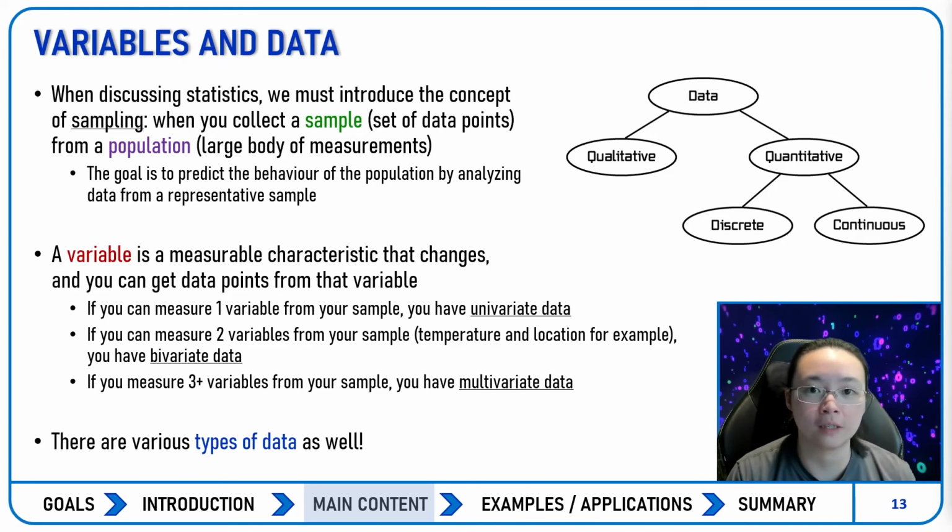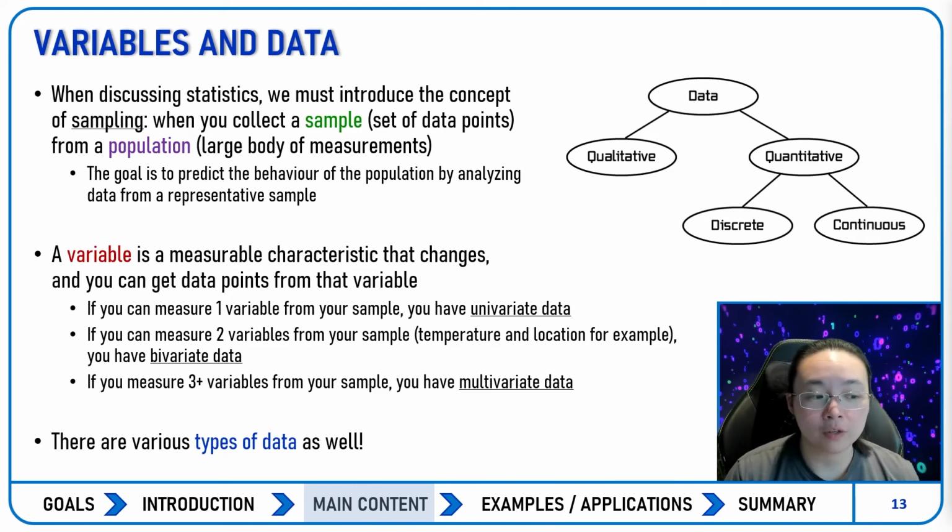So the whole goal of data analysis is to be able to make those predictions by collecting and analyzing data from that representative sample. Now, a variable is a measurable characteristic that changes over time, for example, and you can get data points from that variable. So let's say you're measuring temperature. That temperature is considered a variable, and you can get data points out of it. For example, temperature points in Celsius, 27.1, for example. If you can measure one variable from your sample, we call that univariate data because it's one variable coming from one source.